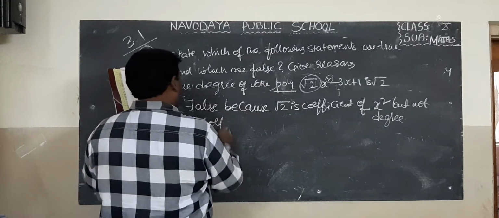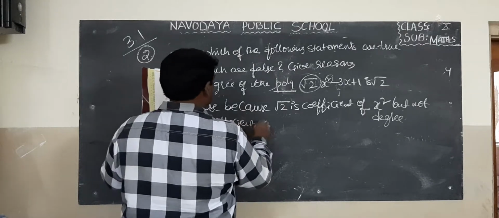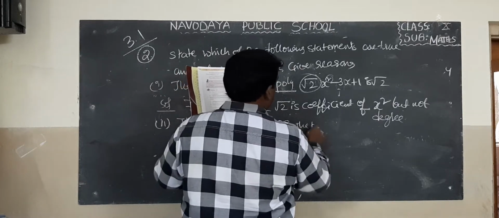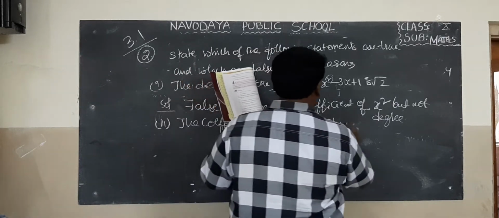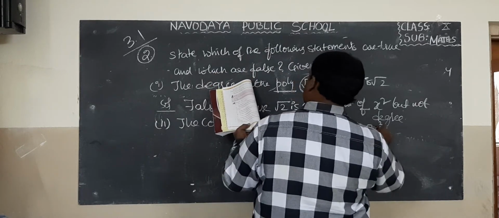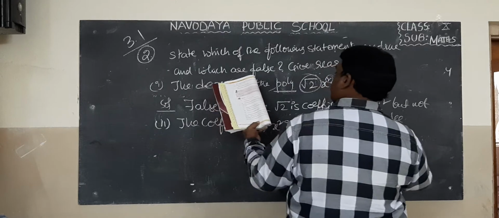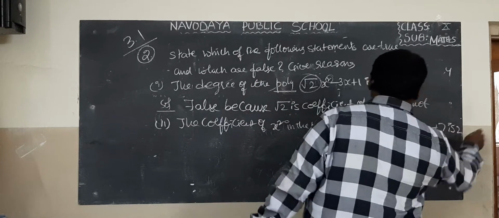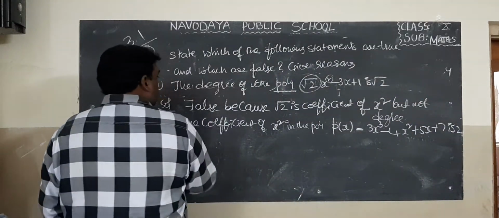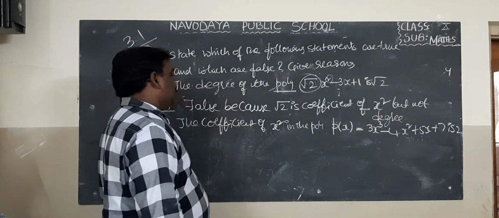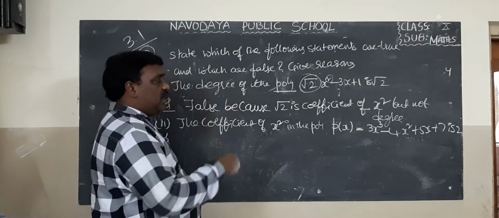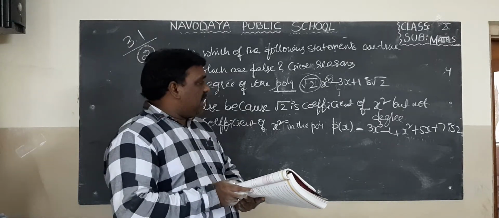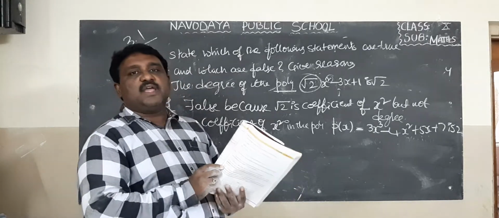Second one is what? The coefficient of x square in the polynomial P of x equal to 3x cube minus 4x square plus 5x plus 7 is 2. Second one, true or false?